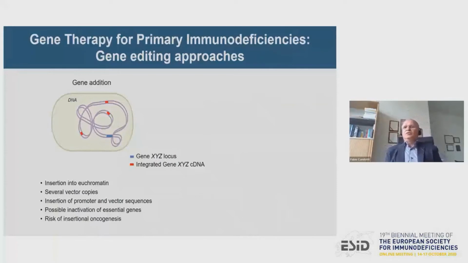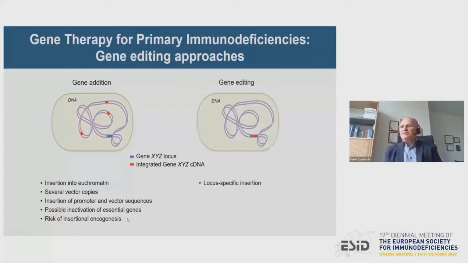So the utilization of transfer vectors that transfer gene expression cassettes that contain both promoters and cDNA sequences that land randomly in the genome, and they are expressed in a constitutive way. This random integration can possibly inactivate some essential gene, causing cell death, for instance, but it can also result in insertion oncogenesis, as we have discussed before.